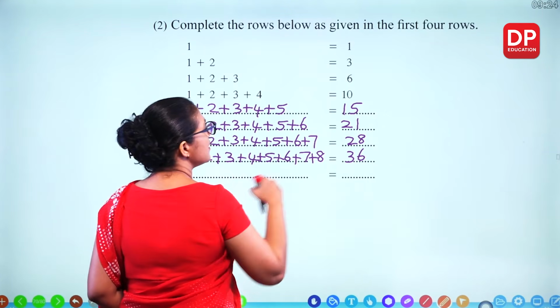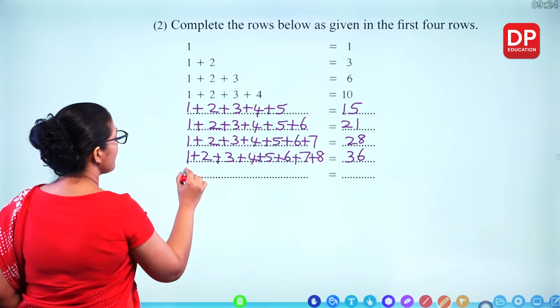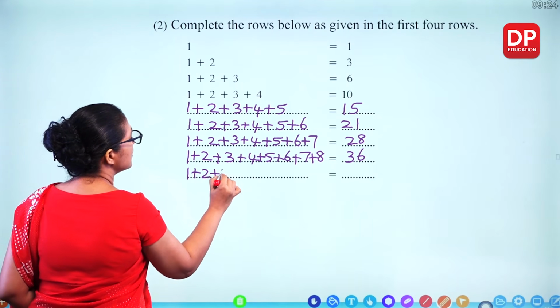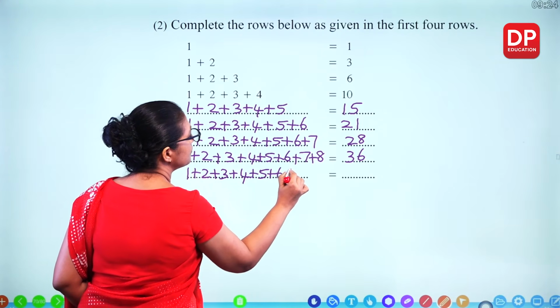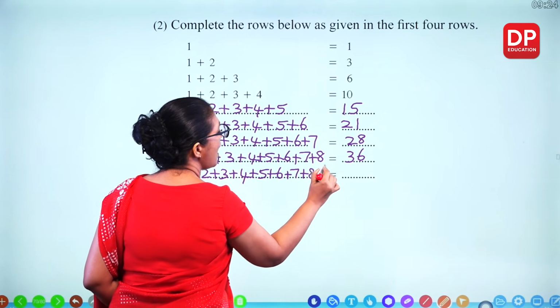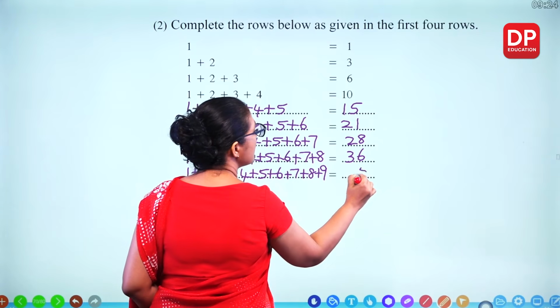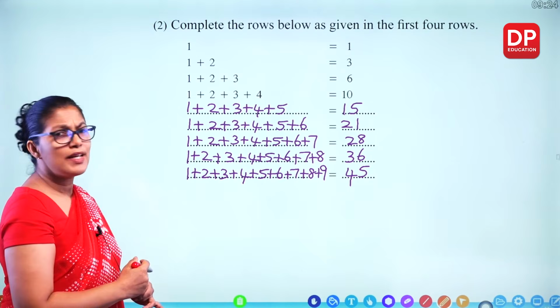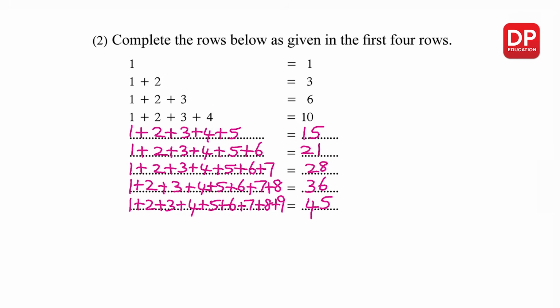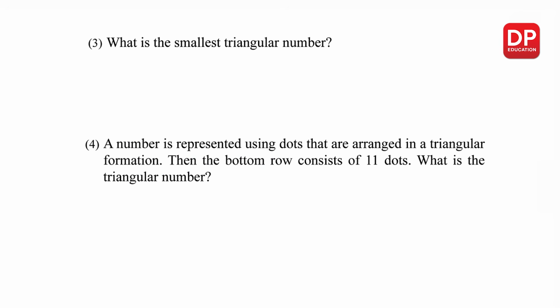36, 8 plus 28. Then we get 9, you get 45. So that's the other triangular number. What is the smallest triangular number?